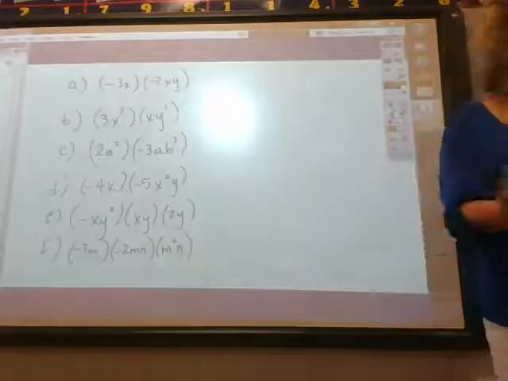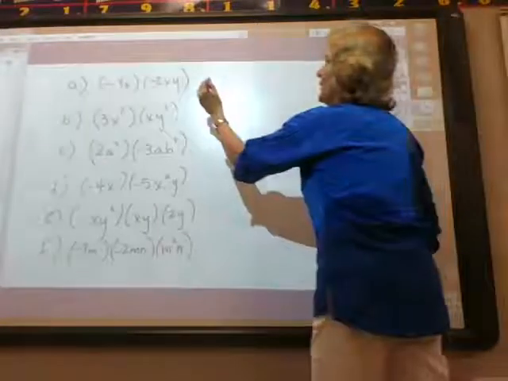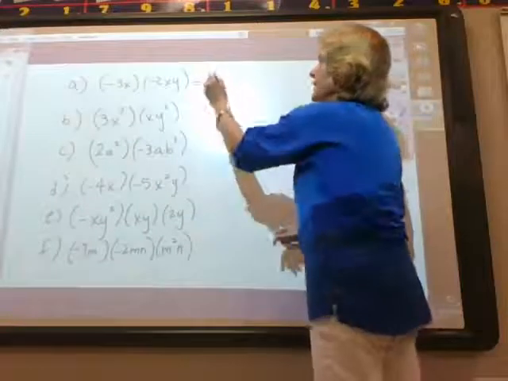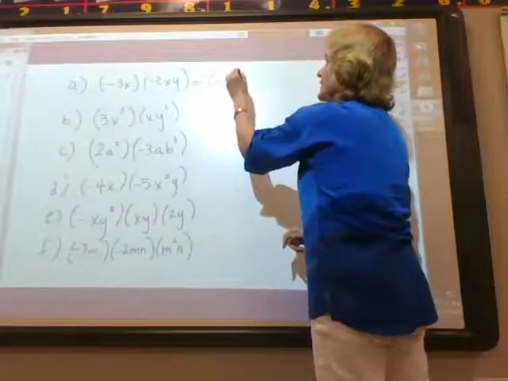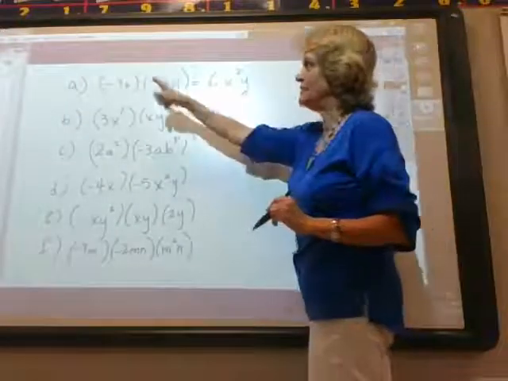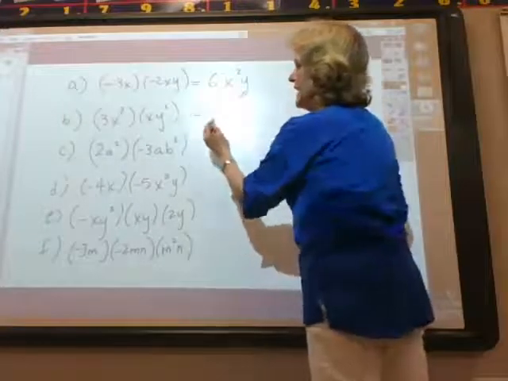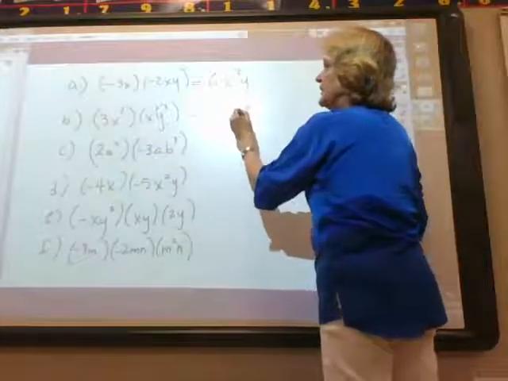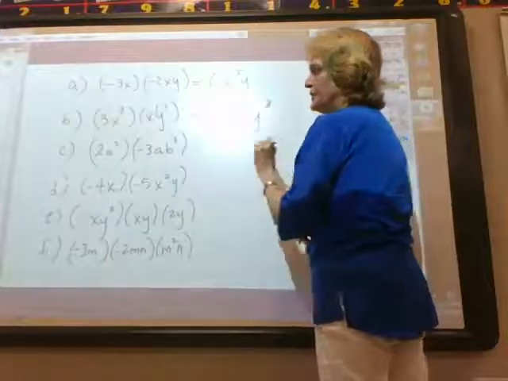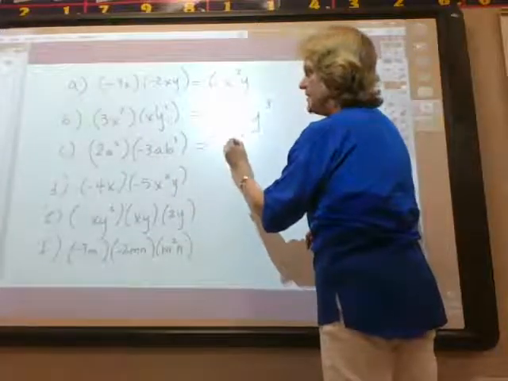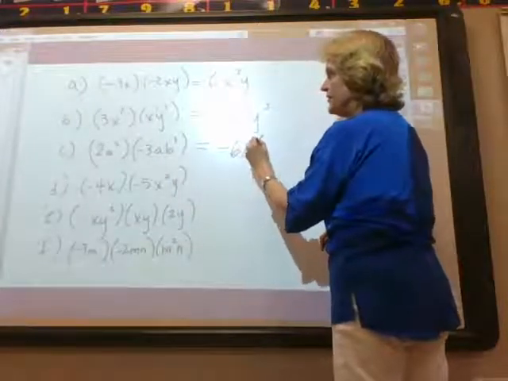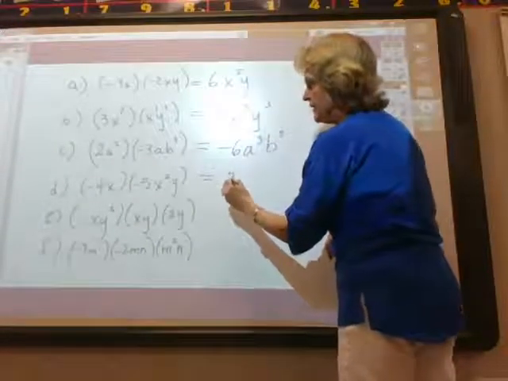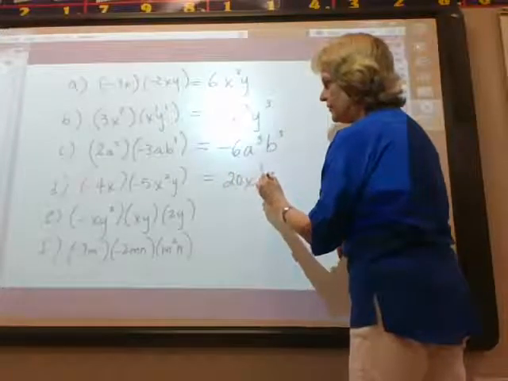Okay, apparently I need to do these and then make some more room. All right, so let me start with A. -3 times -2, +6, x squared, y. Okay, again, two negatives, positive. Okay, for B, 3x to the 2 plus 1, so 3, and y to the third. For C, -6, a to the third, b to the third. D, 20, x to the third, y.